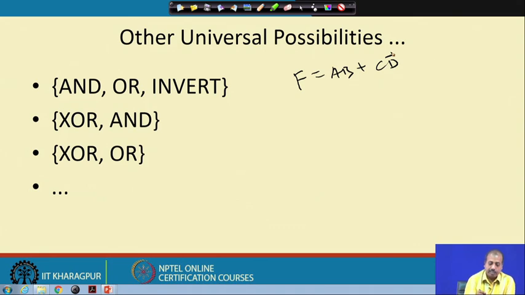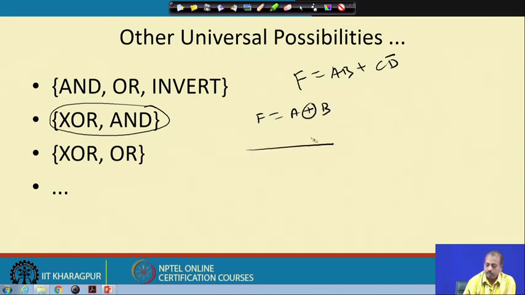An interesting combination is XOR and AND. So, what is the XOR? Suppose I have an XOR gate, f equal to A XOR B. What is the truth table for this? For A B, when both are 0, 0 1, 1 0 and 1 1, this is equal to 0 and this is equal to 0, and these two are equal to 1.